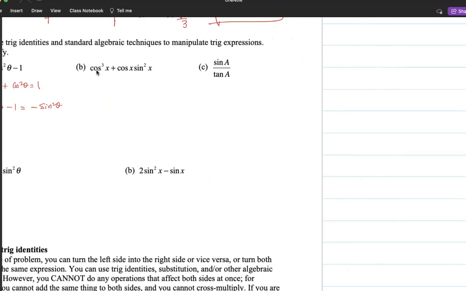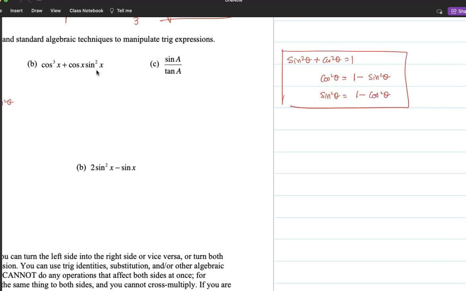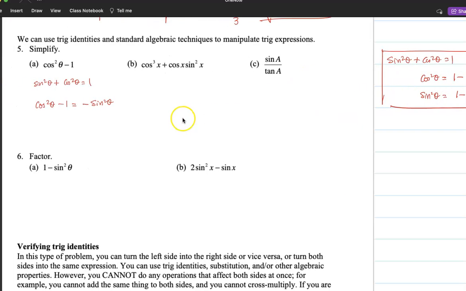Now there's one thing you can do. You know that sin square theta plus cos square theta is equal to 1. So cos square theta is 1 minus sin square theta, and sin square theta is 1 minus cos square theta. It's not another identity, just the same identity rearranged. If you learn this up, it becomes easier for you to do it.